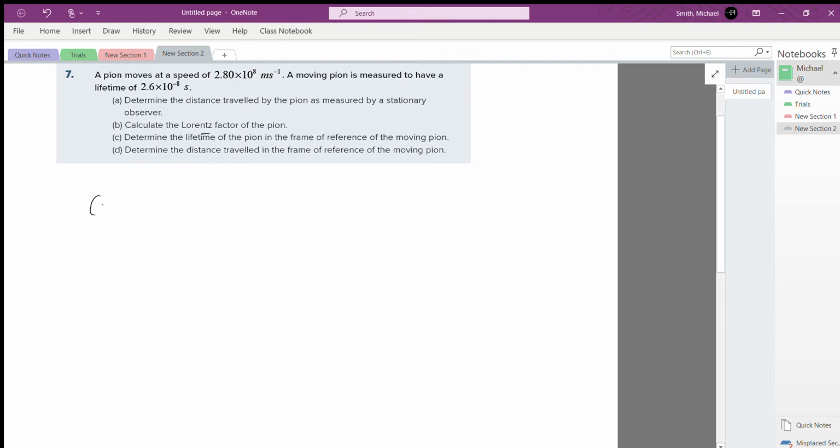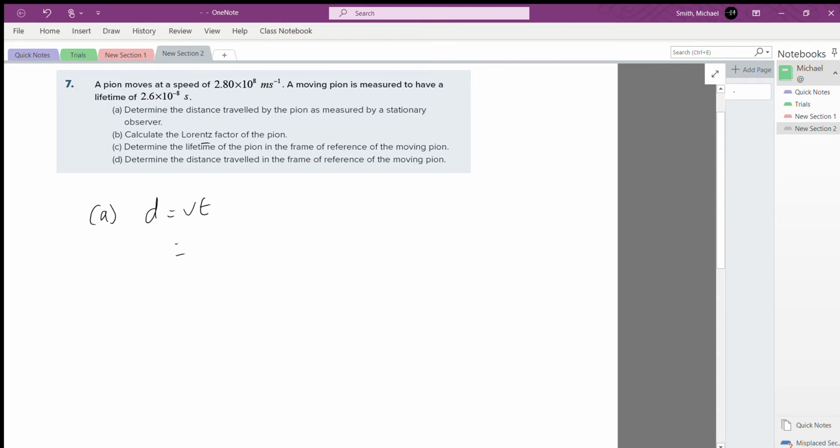So for part A, we're just using the simple relationship, distance is speed times time. We have the speed as 2.8 times 10 to the power of 8 multiplied by the time, which is given in the question as well, 2.6 times 10 to the power of minus 8 seconds, and if we substitute that into our calculator, we get 7.28 meters, so that's not too bad.